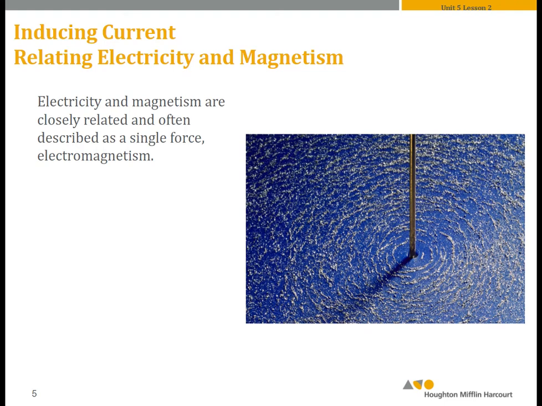Since electricity and magnetism are so closely related, and since they occur together, we often refer to this as just electromagnetism or electromagnetic force.